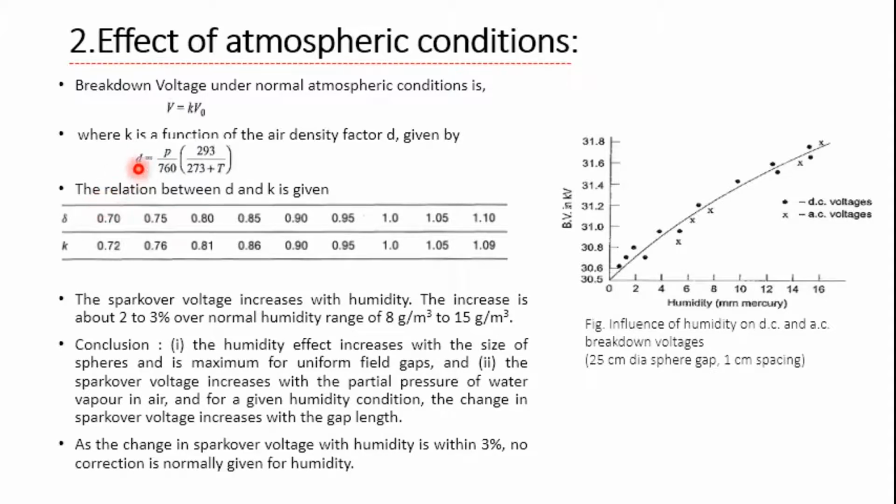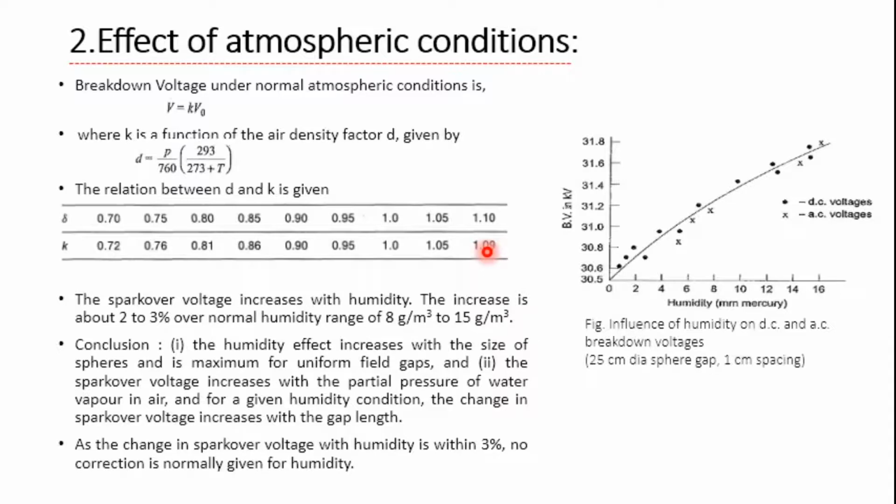So we can write it as delta, or D, whatever the value. Better we make it delta, because corresponding to these values, depending upon the pressure and the temperature, we can get the K value. If delta is 0.7, the K value becomes 0.72. If it is 0.75, it becomes 0.76; 0.8 gives 0.81; 0.85 gives 0.86; 0.9 gives 0.91; 0.95 gives 0.95; 1 gives 1; then 1.05 gives 1.05, and 1.1 gives 1.09.